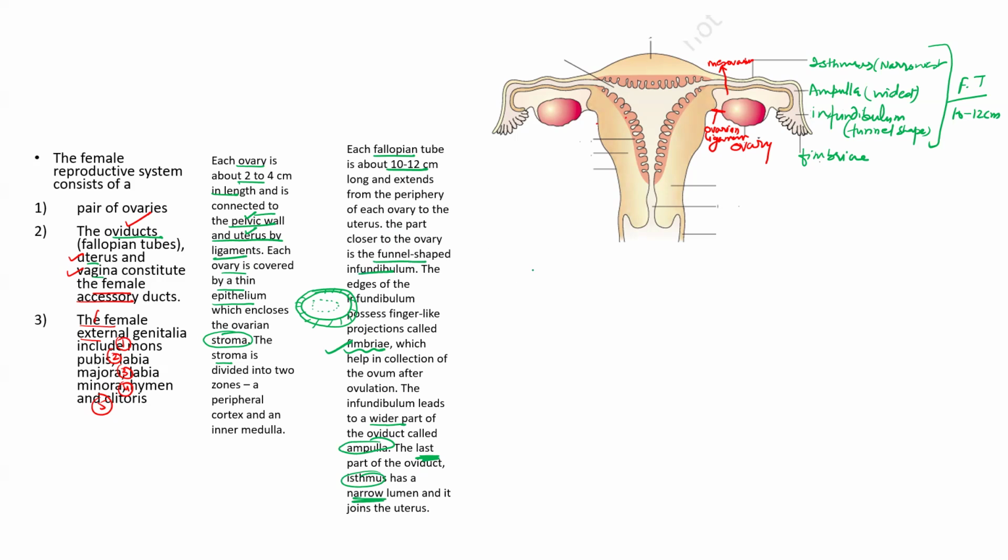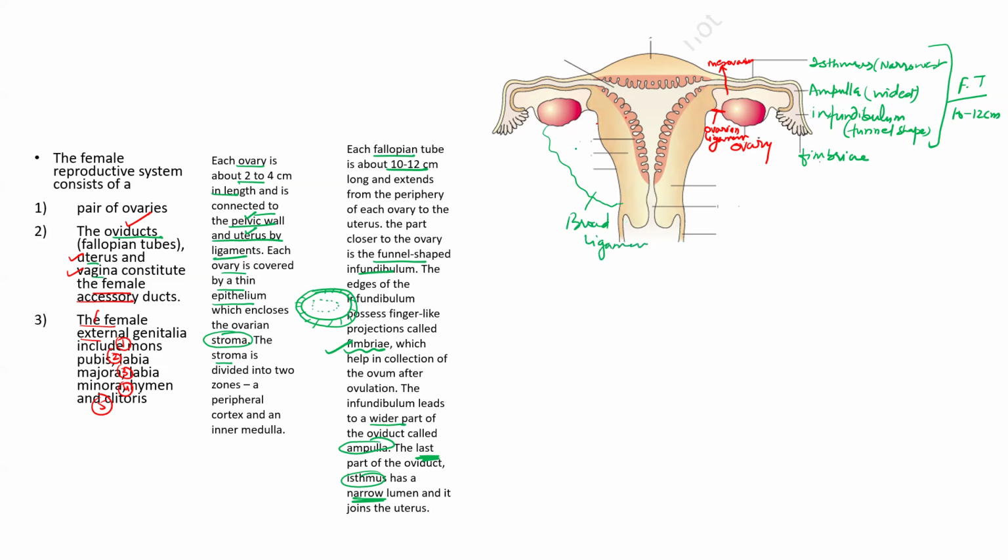Now, this is the uterus. The uterus is single and has an inverted pear-like shape. It is supported by ligaments attached to the pelvic wall. In the diagram they have not shown it, but there is a ligament present, known as the broad ligament.